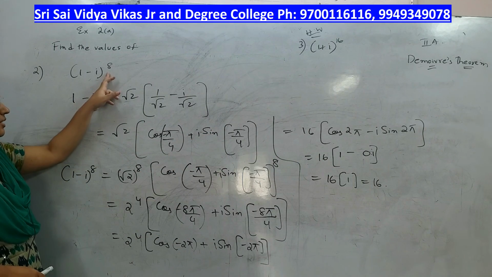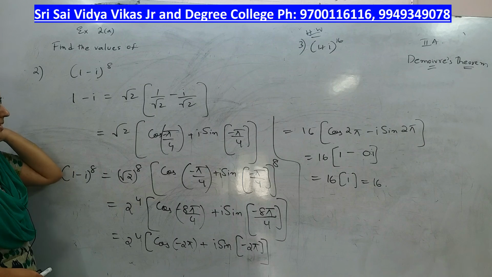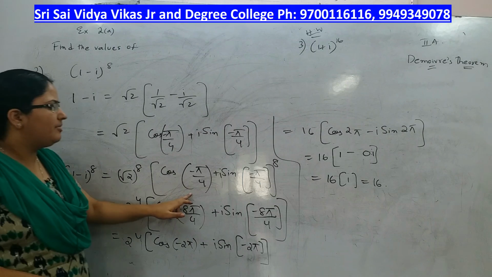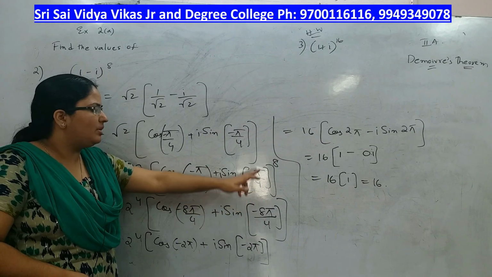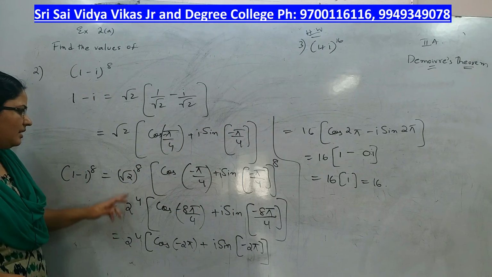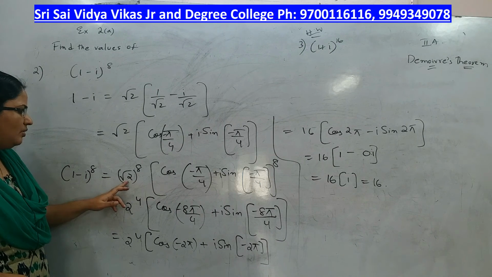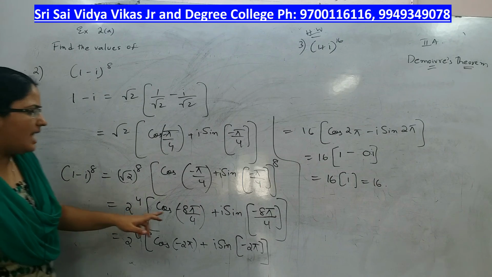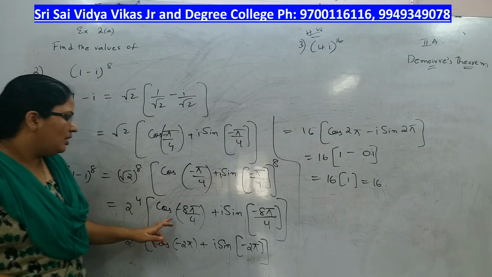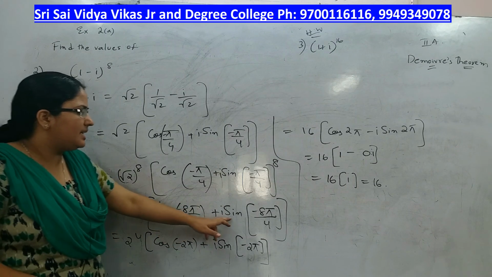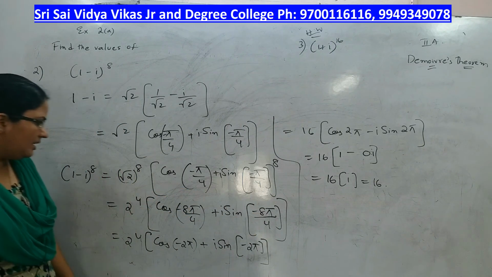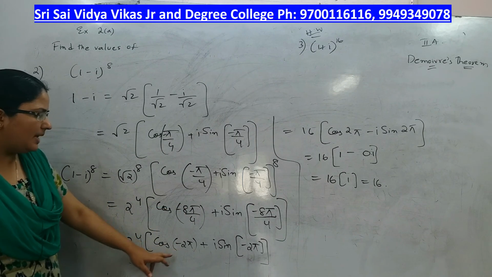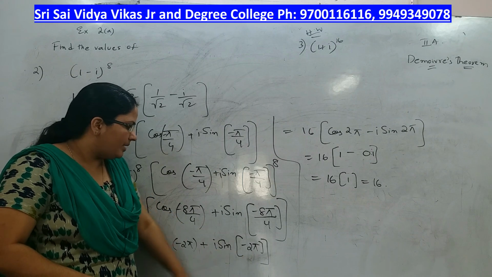You have 1 minus i whole power 8. So take power 8. Root 2 power 8 cos minus pi by 4 plus i sin minus pi by 4 whole power 8. This is nothing but 2 power 8 by 2. 8 by 2 is 4. So this is 2 power 4. As per De Moivre's theorem, this 8 comes down. Cos of minus 8 pi by 4 plus i sin 8 pi by 4. So 2 1s are 2, 2 2s are 4, cos of minus 2 pi plus i sin minus 2 pi. This is what you get.